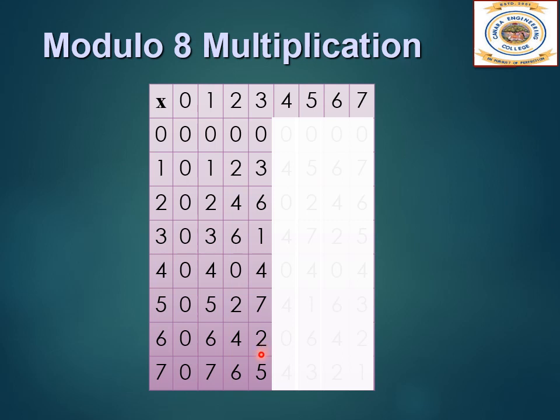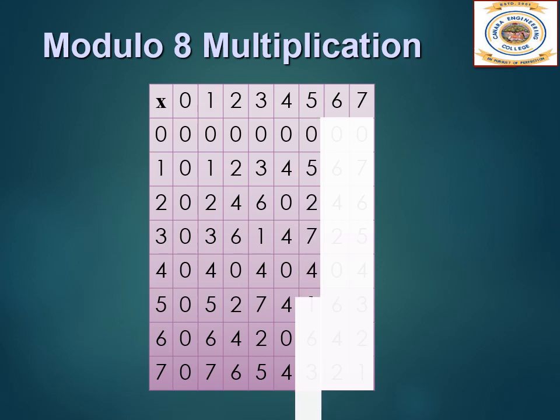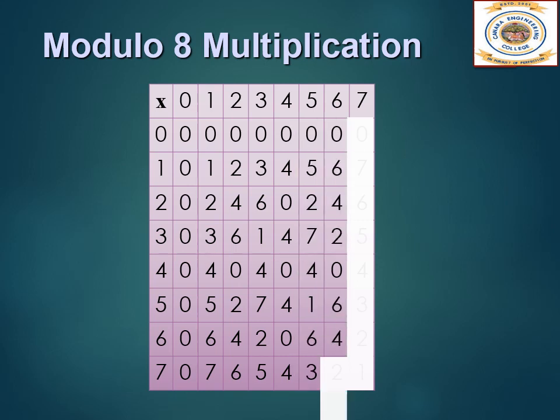18 mod 8 is what? The quotient is 2, right? Then what is the remainder? 2. Then 7 3s are how much? 21, right? 21 mod 8 is how much? 5. Similarly, you can check the entries for 4, 5, 6 and 7. So this is how modulo 8 addition and multiplication are done.